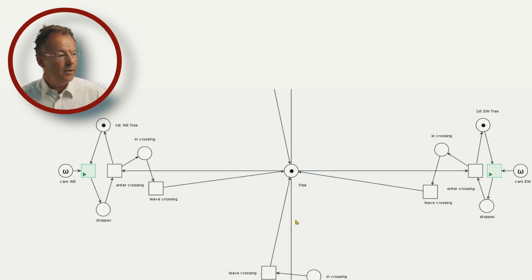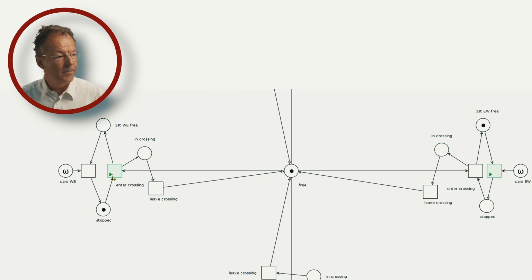If we look at one of them, we can see that there is a possibly infinite number of cars available on the road, but only one car can arrive at the crossing and be stopped in the first position, because this is important. So there is this place here, first free, which controls that.